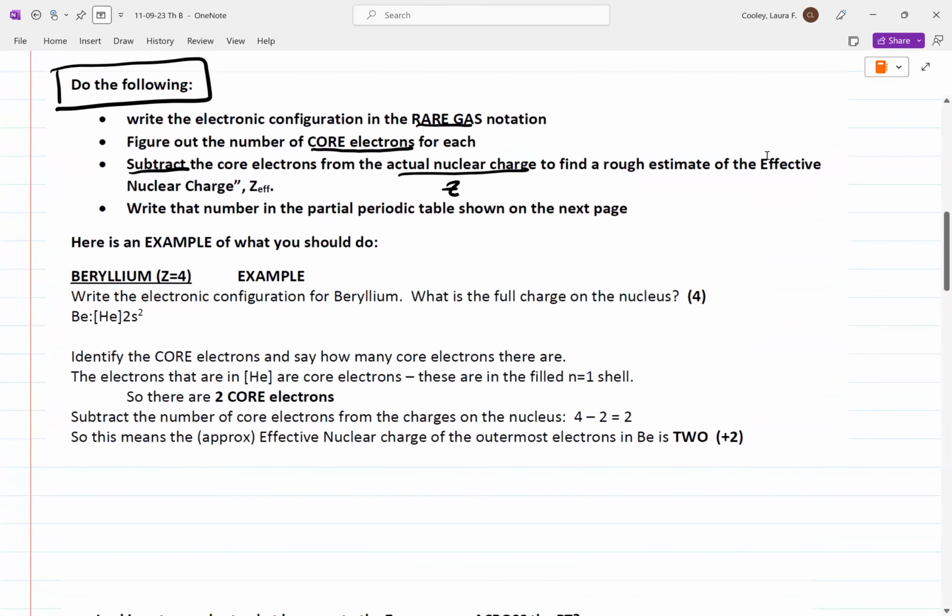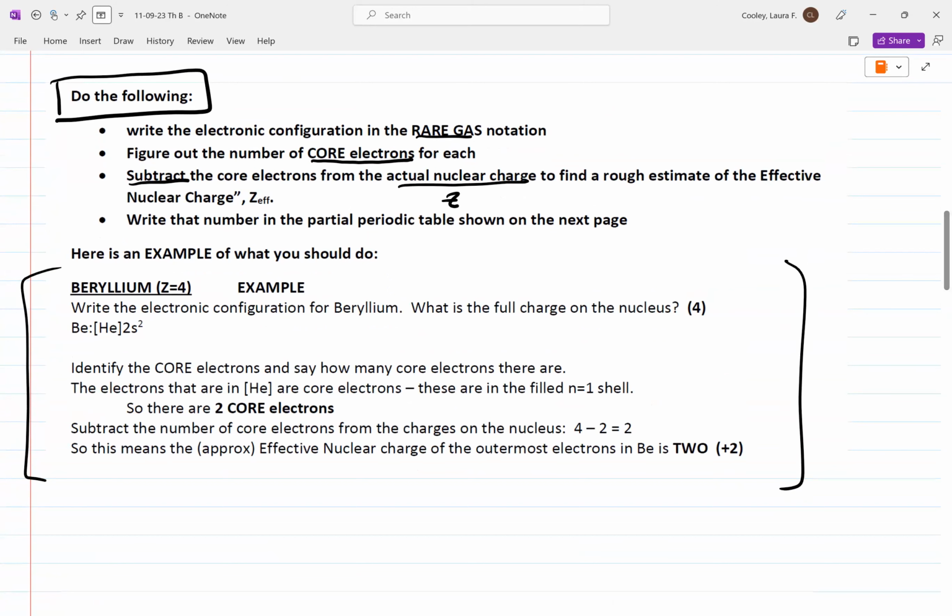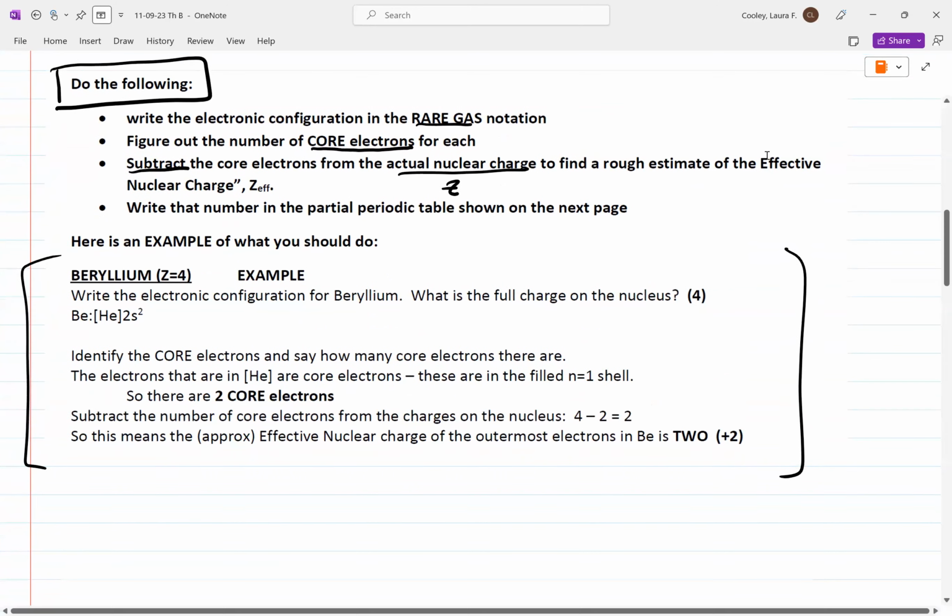Actually, beryllium is done as an example here. Are you clear on what to do? Yeah. Okay.